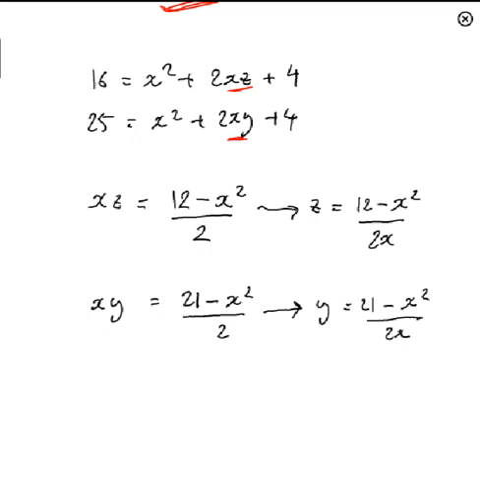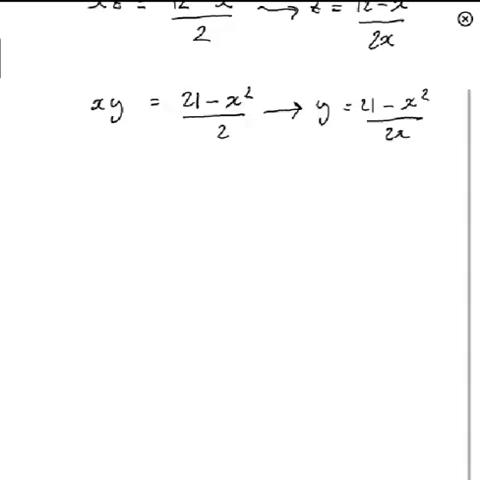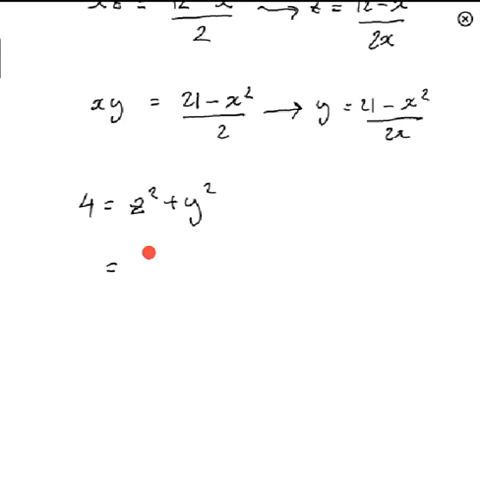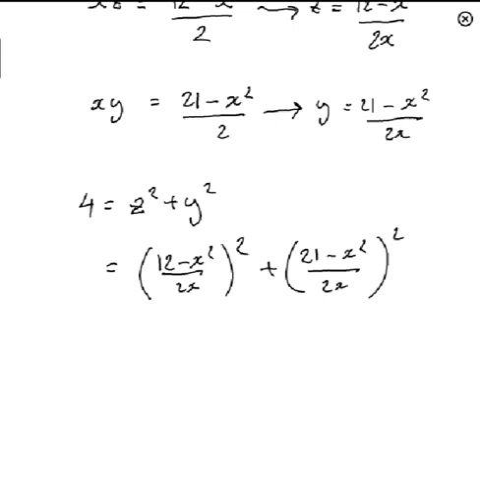And you think, well, what's the point now? Well, what we've got now is y and z in terms of x. And so what do we know? We know that 4 is equal to z squared plus y squared. Well, that is 12 minus x squared over 2x, all squared, plus 21 minus x squared over 2x, all squared. At this point, you're thinking to yourself, this looks horrible.